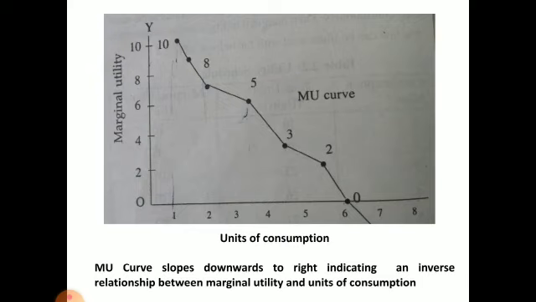So, in the next class, we will discuss how a consumer arrives at an equilibrium with the help of this marginal utility and total utility. This is all for now.